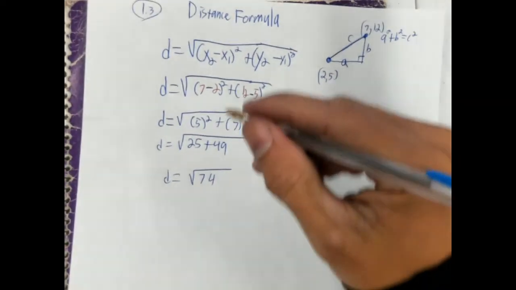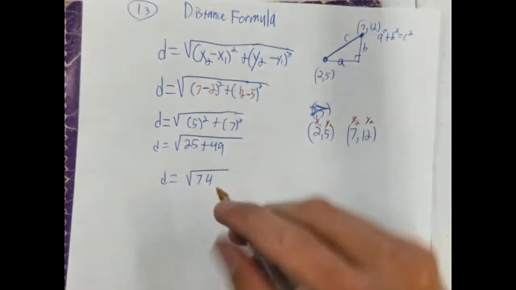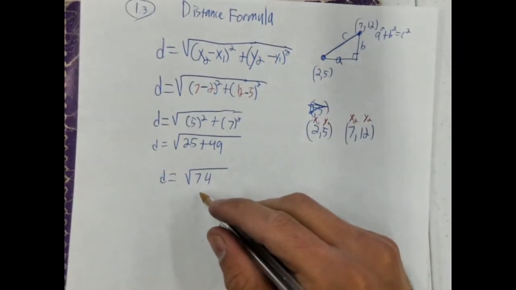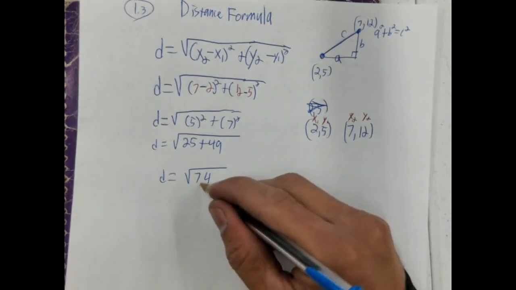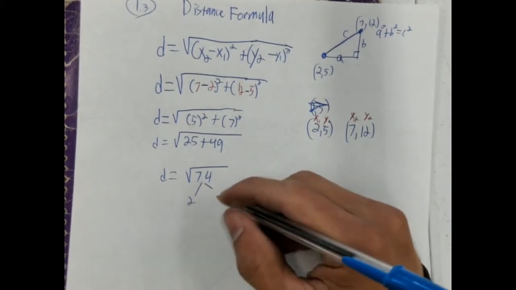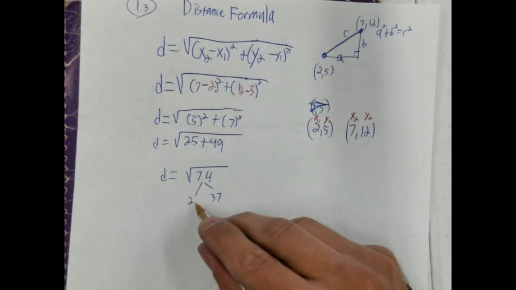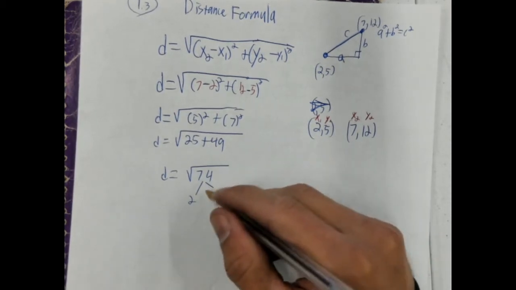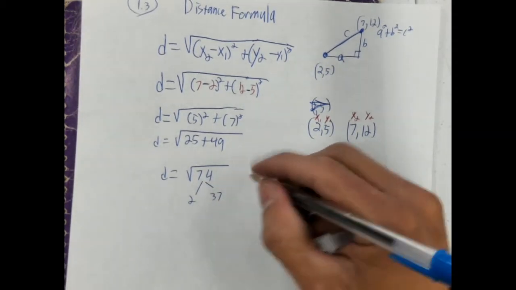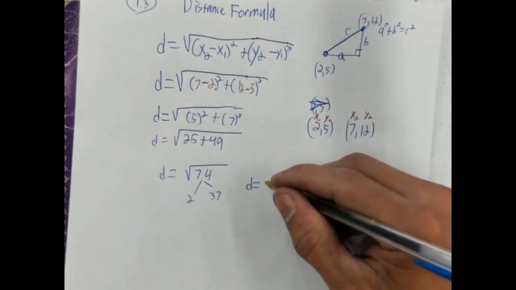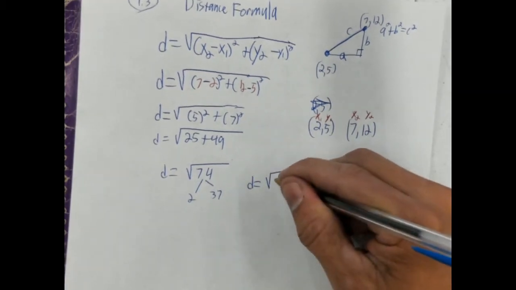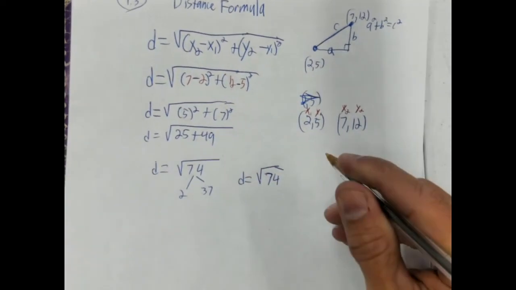Now, let's see if we can simplify that radical. What's divisible? What goes into this? So we know we can divide it by 2, so that's going to be 37. 2 and 37, there's nothing else we can do with that. So this is going to stay like this, radical 74. So the distance between these 2 points is the square root of 74.